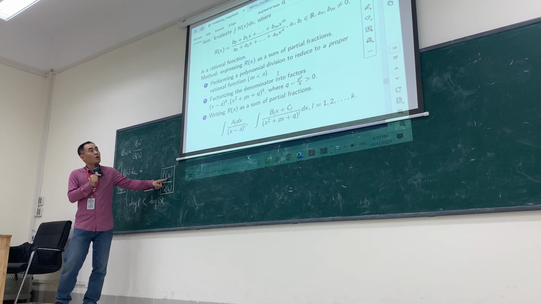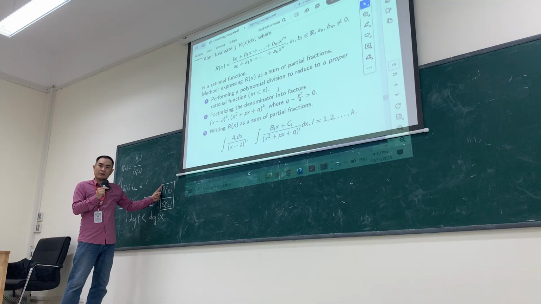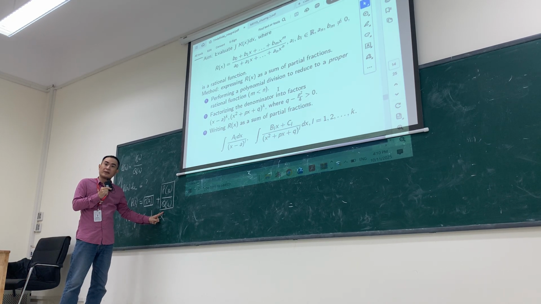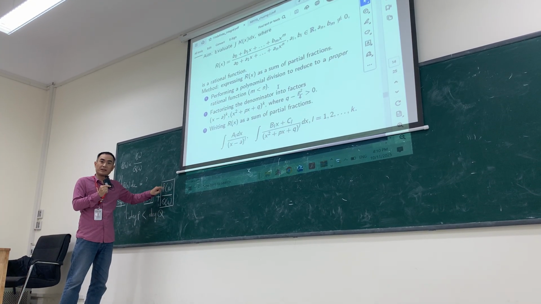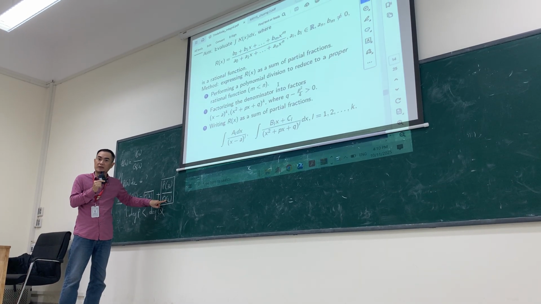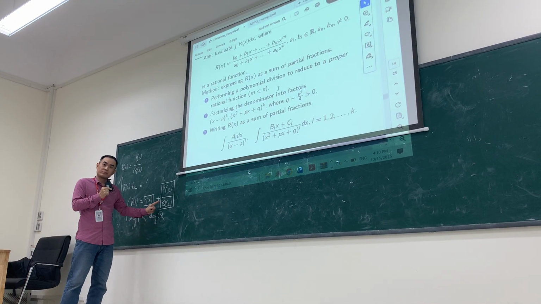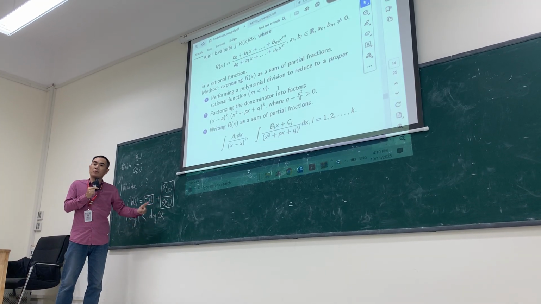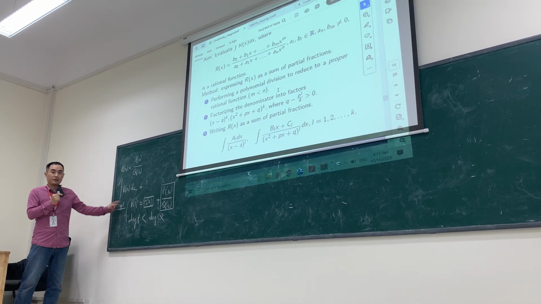is called a proper rational function. A proper rational function means the polynomial in the numerator has a degree less than the degree of the polynomial in the denominator. When the polynomial on top has smaller degree than the one below, it is called a proper rational function. Okay, so that is step one.